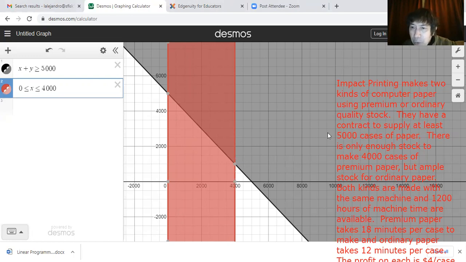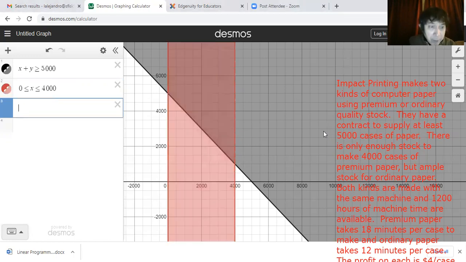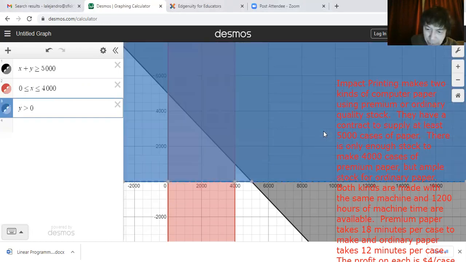Okay, that goes to the premium. There's only enough stock to make 4,000 cases of premium. That means it's from 0 to 4,000 only. But ample stock for ordinary paper. All right, for ordinary paper, it will have to be y greater or equal to 0 there. Ample stock, so it's not limited. It's from 0 up to some positive value.